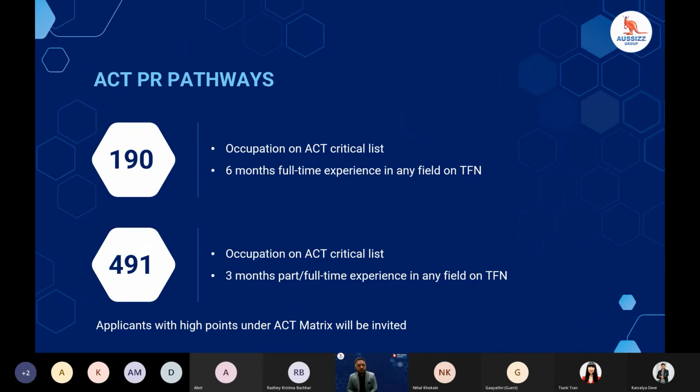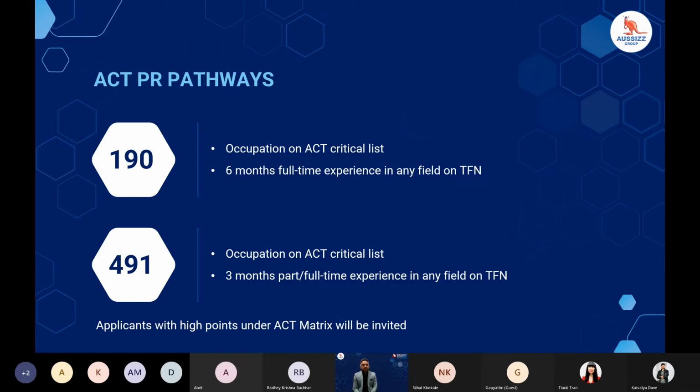Every month, they conduct 2 invitation rounds. If you are selected, you receive an invitation from the ACT government to apply for a state nomination with ACT through this matrix system. Once you submit all your documents, if they're satisfied, they'll approve your state nomination and invite you in your SkillSelect. Now, with Canberra, one thing to keep in mind is that the Canberra government does not give you an opportunity to submit additional documents.